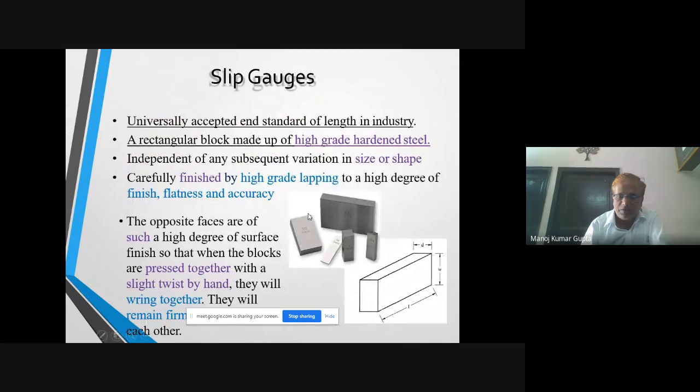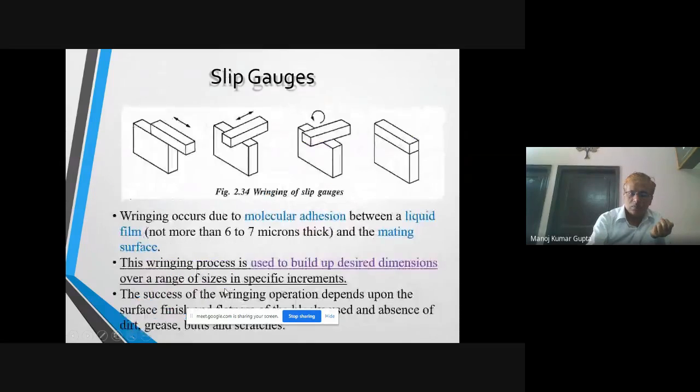These are also slip gauges. These are shown in this diagram, 1, 2, 3, 4, 5. And these are universally accepted as the standard of length in industry. A rectangular block made up of high grade hardened steel, lapped to a high degree of finish, flatness and accuracy of size and shape. These are the slip gauges.